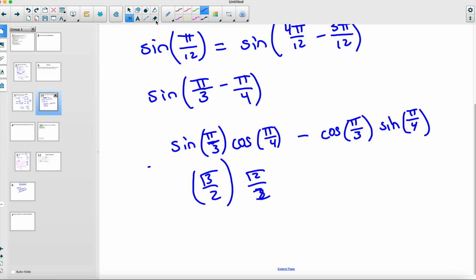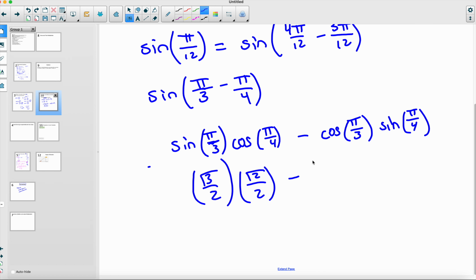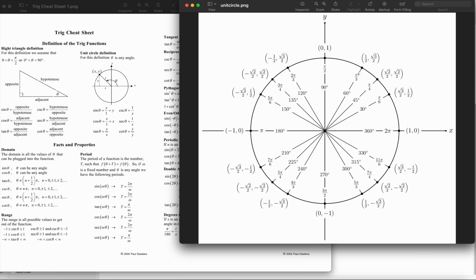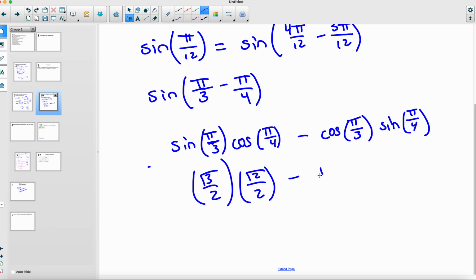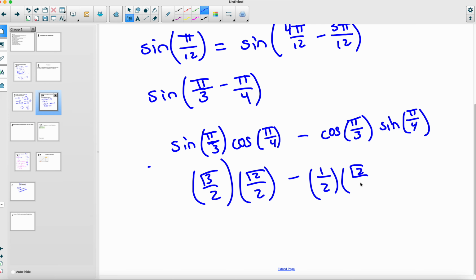These are things that we should memorize, right? I'm showing you with the unit circle in front of me, but it is something that I hope that you know by heart. Pi over 3 is here. Cosine is the x-coordinate, 1/2. Right? Pi over 4 is here. Sine is the y-coordinate, square root of 2 over 2.